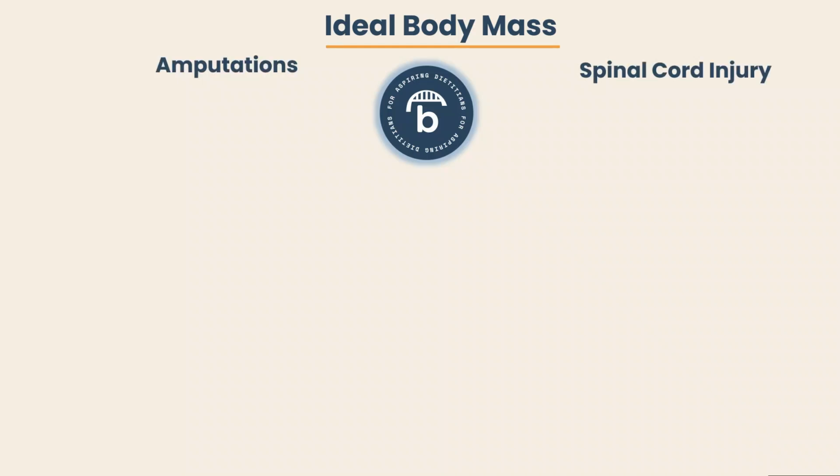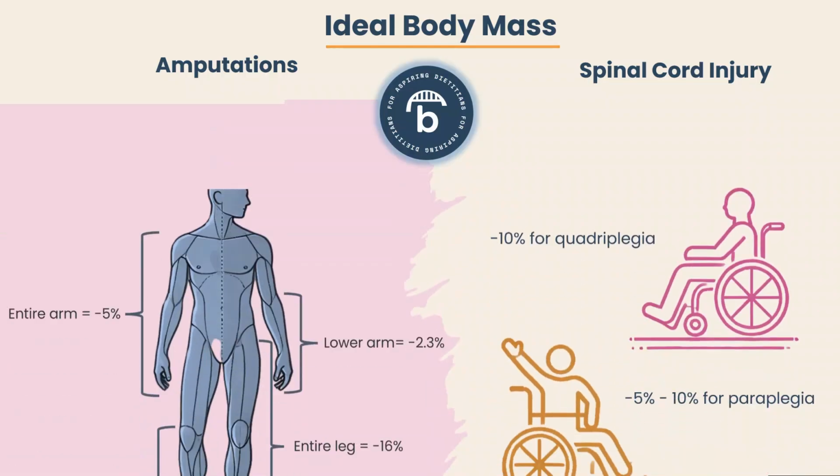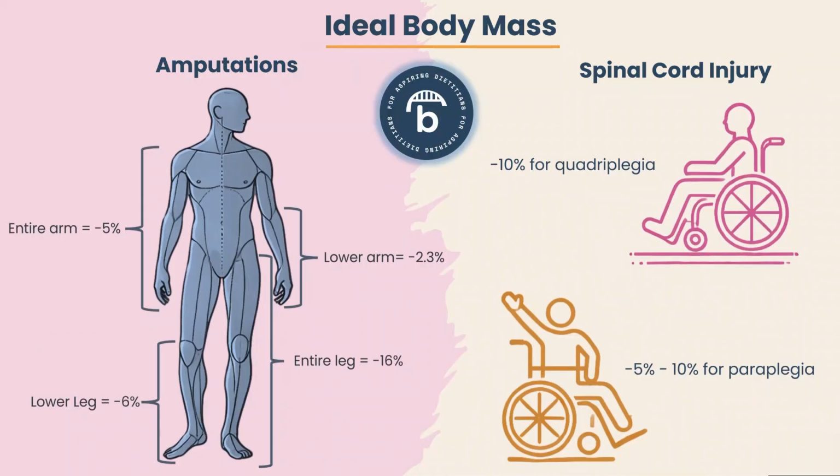What happens when someone has an amputation or a spinal cord injury? These conditions can significantly alter body composition, so we can adjust the ideal body mass to reflect that. Each limb contributes a different proportion to a person's total weight. For example, if someone has lost an entire arm, we would deduct about 5% from their total body mass. Just their lower arm, about half of their entire arm, is about 2.3%. Frankly, I think of the arm as 5%, so half of that for half the arm is 2.5%. But since the lower arm is smaller than the upper arm, it's slightly less than 2.5%.